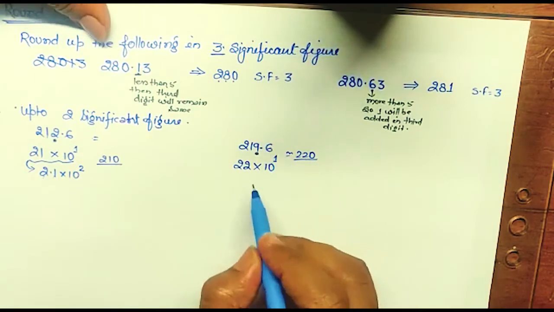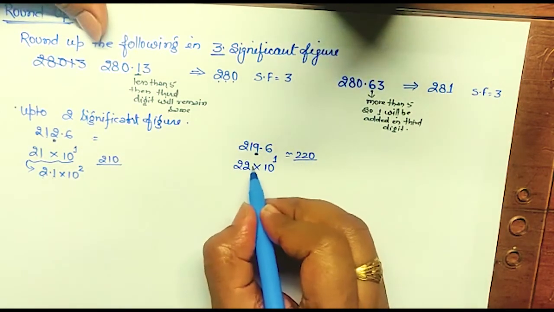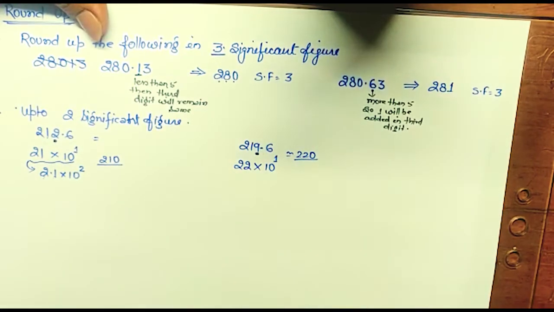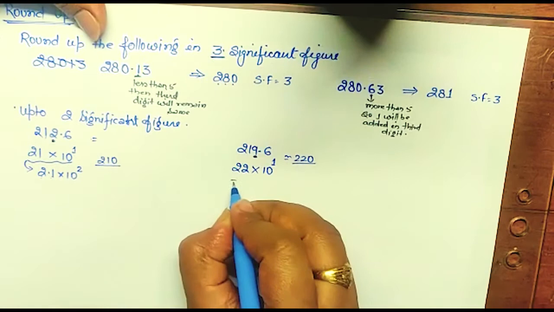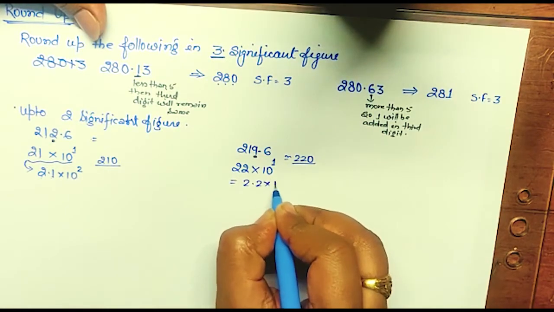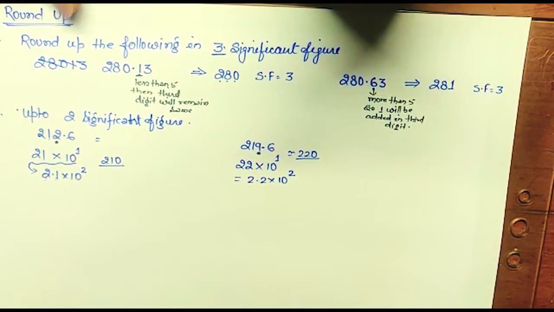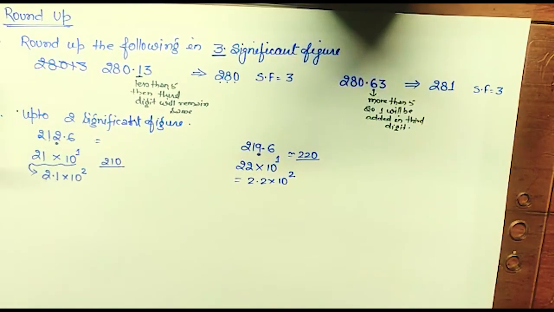Got it? So that's what we have to do. We have to write in the form of exponential or power. Is it okay? Or in scientific notation, you can write 2.2 into 10 to the power 2. Isn't it? Any problem? So there are so many questions.